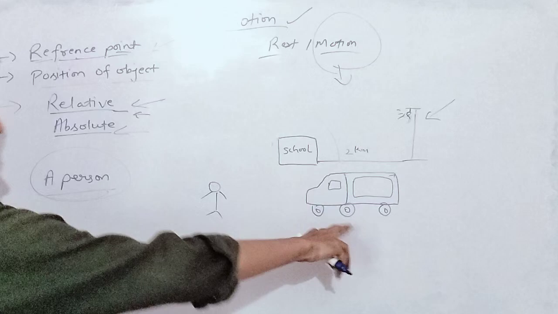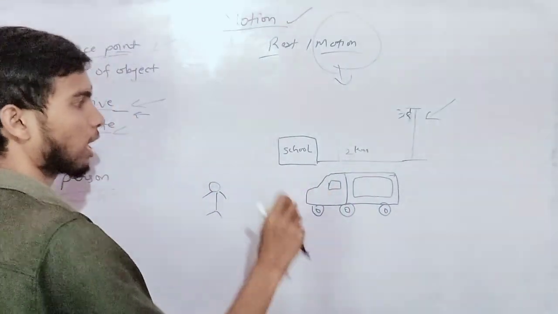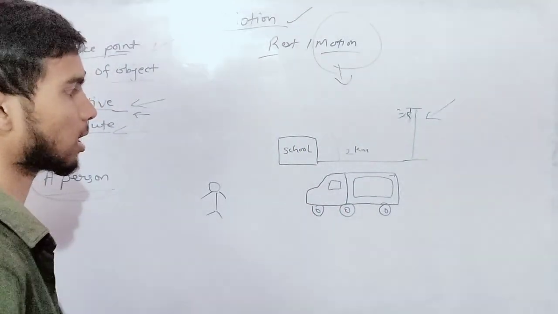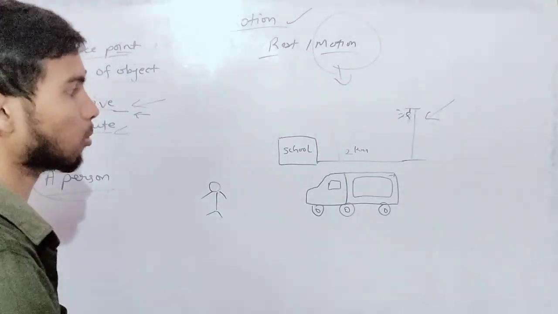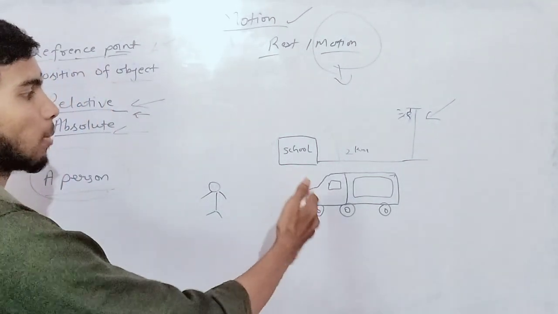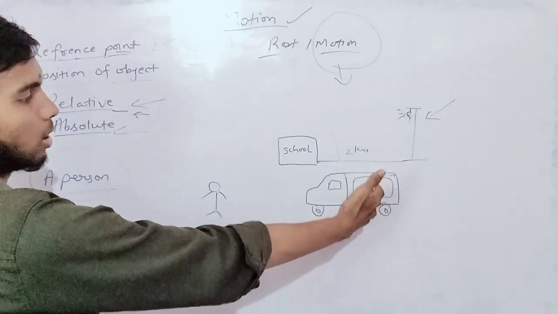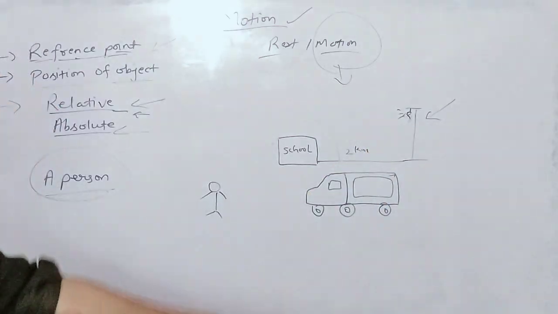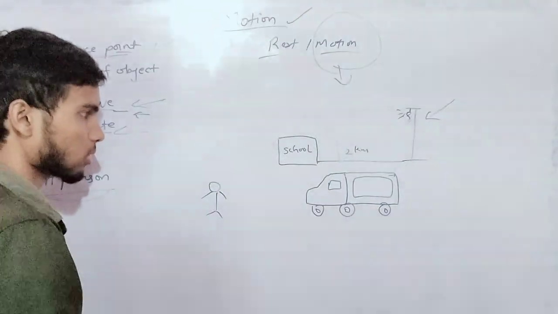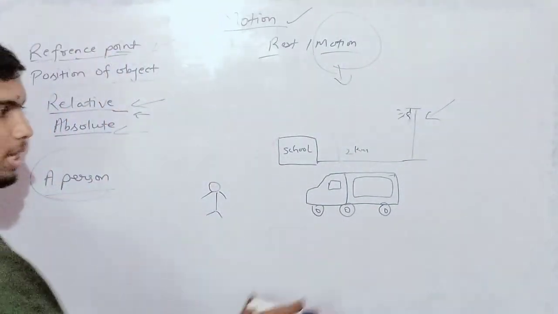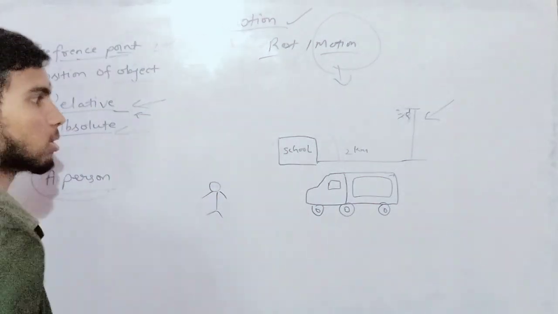In this truck, there are some boys. Two boys are here. One boy is driving this truck, and one boy is sitting beside the boy who is driving. Apart from these, there are some more boys behind, sitting in the box. Now, this is one observer. This vehicle is not moving at all. This also is not moving at all.